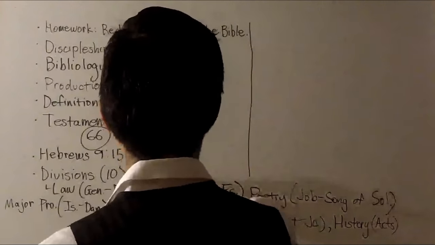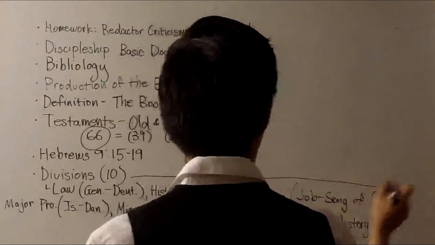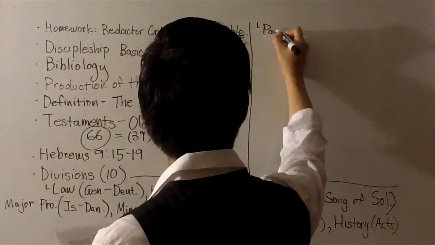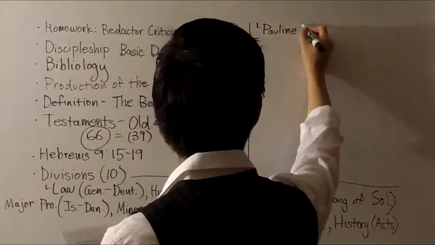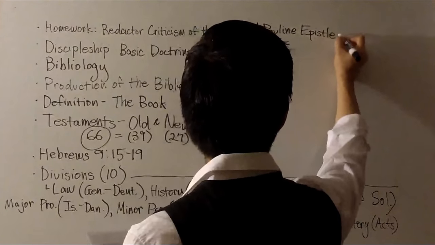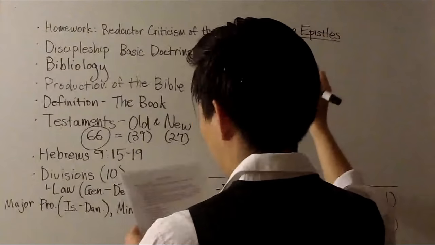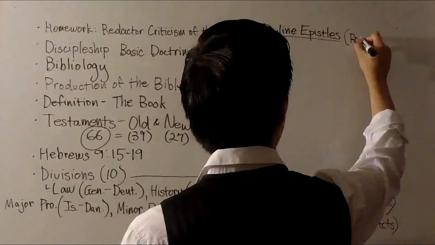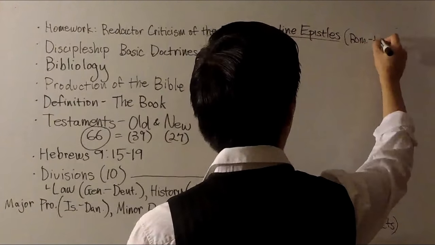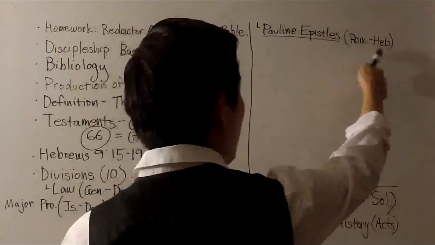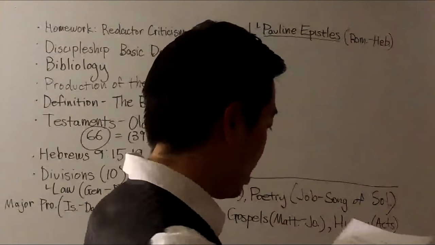The next section is the Pauline epistles. Pauline epistles. That's the next division here. The Pauline epistles is the most important section in your Bible for Christian doctrine. So this one, you have to remember what Pauline epistles are. If you hear me teach this quite often, Pauline epistles, I don't want you to get lost in that. I don't want you to say, well, what does Pastor Kim mean? No, now you know what he means. It's Romans to Hebrews. Romans to Hebrews.